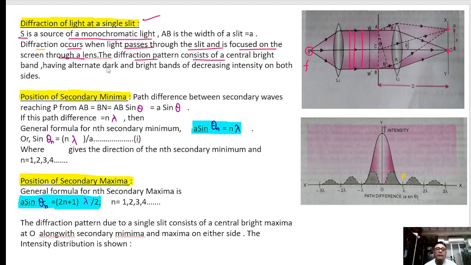alternate dark and bright bands with decreasing intensity. Please watch this. Decreasing means that as you move away, the intensity of the light will go on decreasing, and at the central part it will be the maximum intensity. The central band will be of the maximum intensity, and as we move on both sides, the intensity of the light will go on decreasing. Clear? So let's see now.